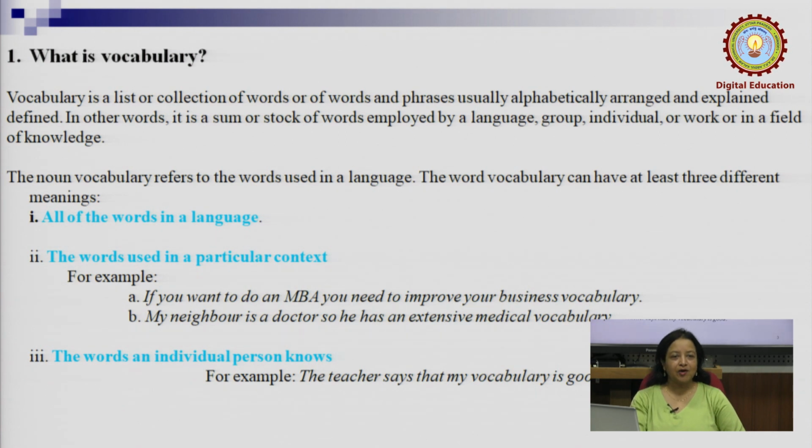Vocabulary is a list or collection of words or words and phrases, usually alphabetically arranged and explained or defined. In other words, it is a sum or stock of words employed by a language, group, individual, or work in a field of knowledge. The word vocabulary is primarily associated with the number of words that a person knows. One either has a large or small vocabulary. A word may have many shades of meaning.